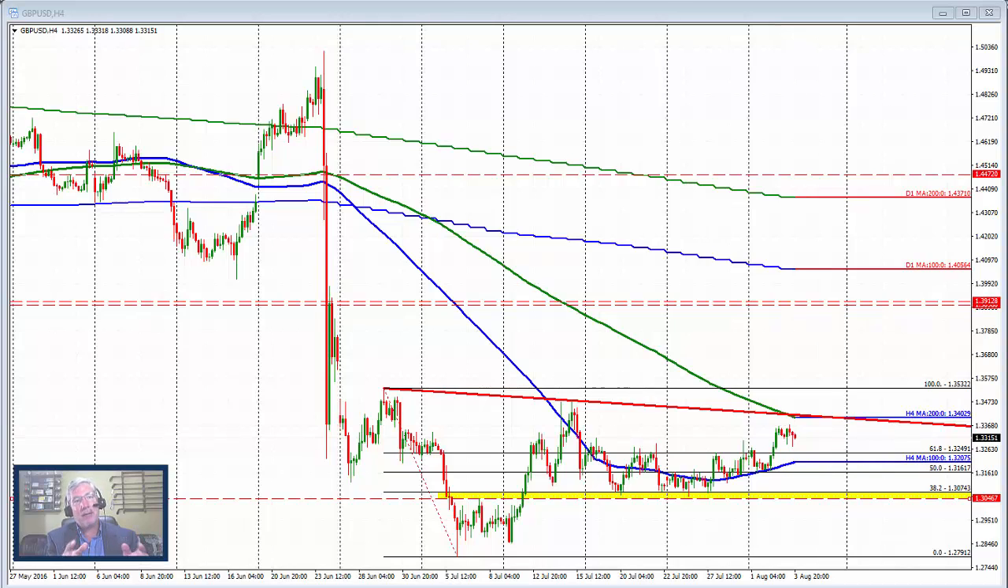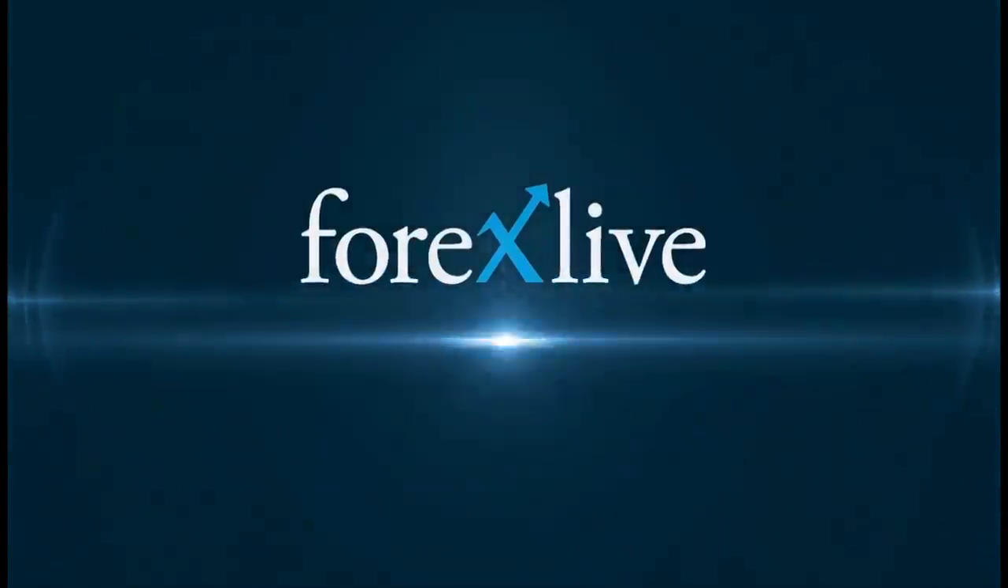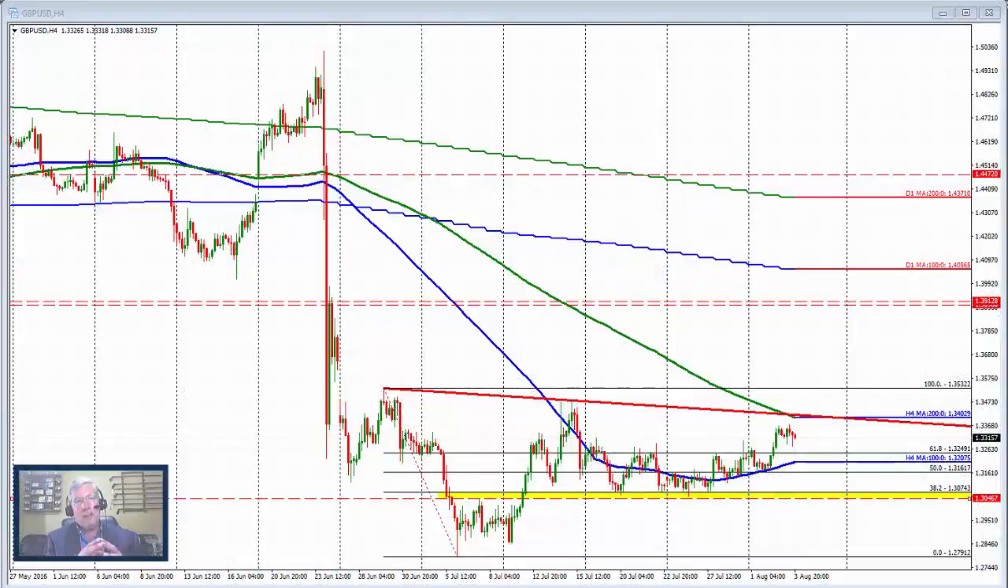I'm going to take a look at the sterling versus US dollar as we head into that key Bank of England interest rate decision tomorrow morning. We know tomorrow morning at 7 a.m. the Bank of England is going to announce their interest rate decision.